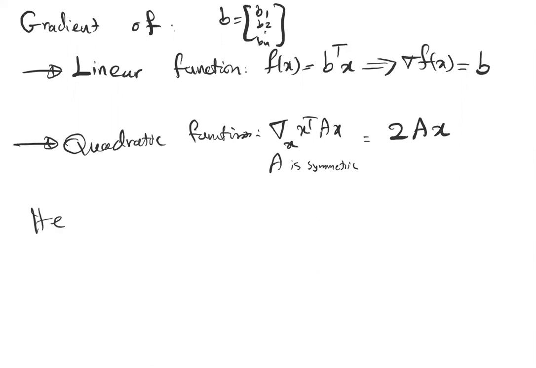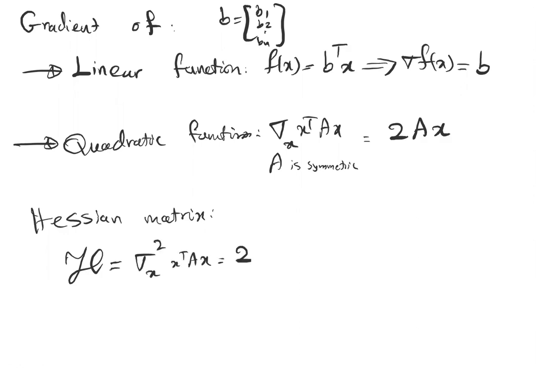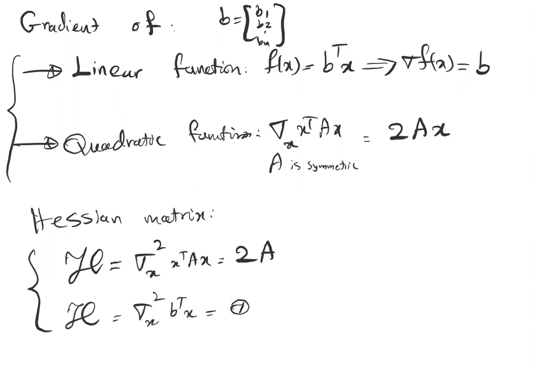And then we had Hessian matrix. So Hessian matrix for the quadratic form is equal to 2 multiplied by A. And Hessian matrix for the linear form is 0. We also provided the comparison with the single variable calculus, to just give an intuitive idea of how these are connected.